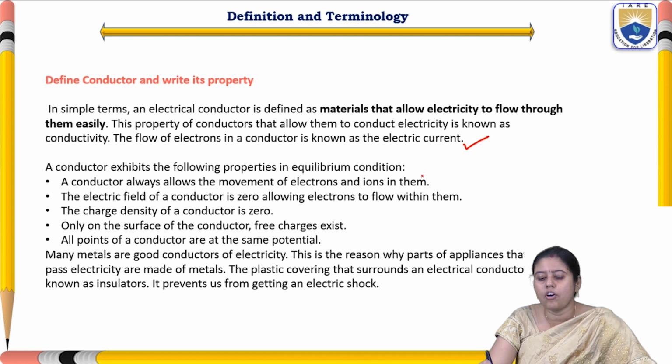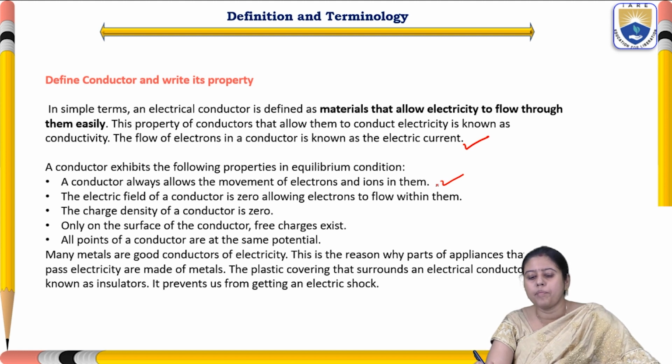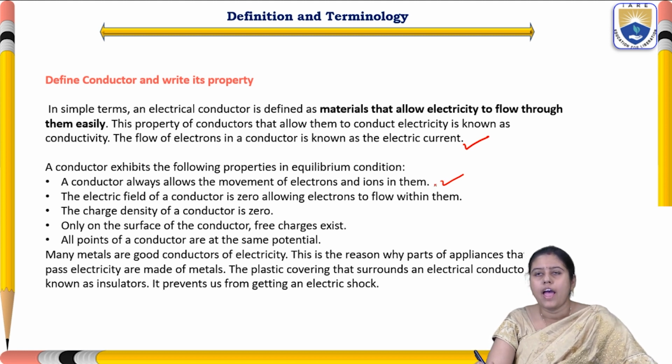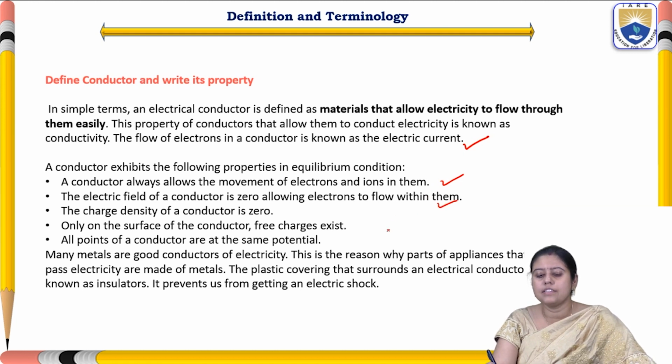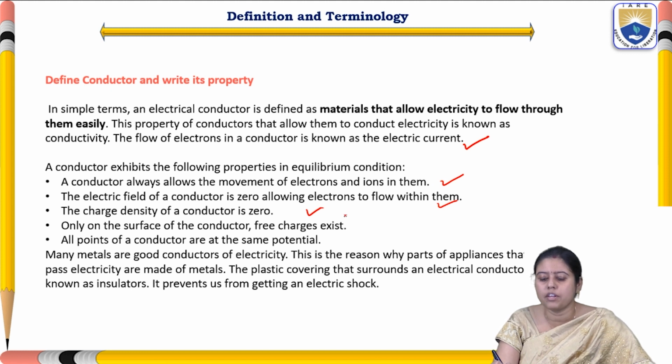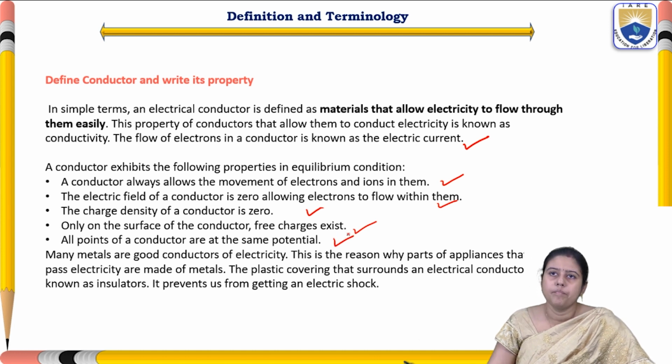A conductor always allows the movement of electrons and ions in it. The electric field inside a conductor is zero, allowing electrons to flow within it. The charge density inside a conductor is zero. Free charge exists only on the surface of the conductor. All points of the conductor are at the same potential.